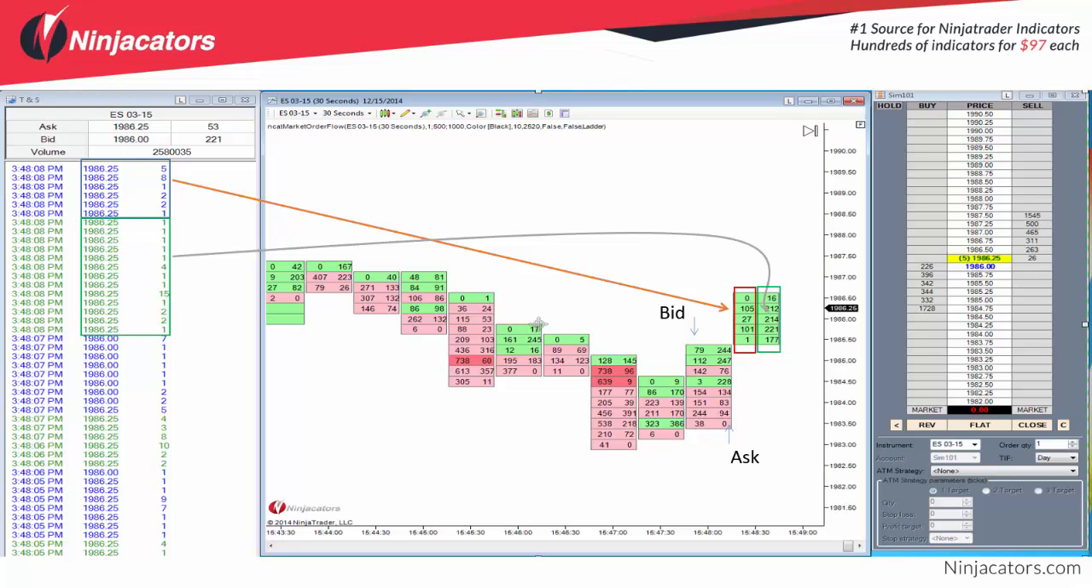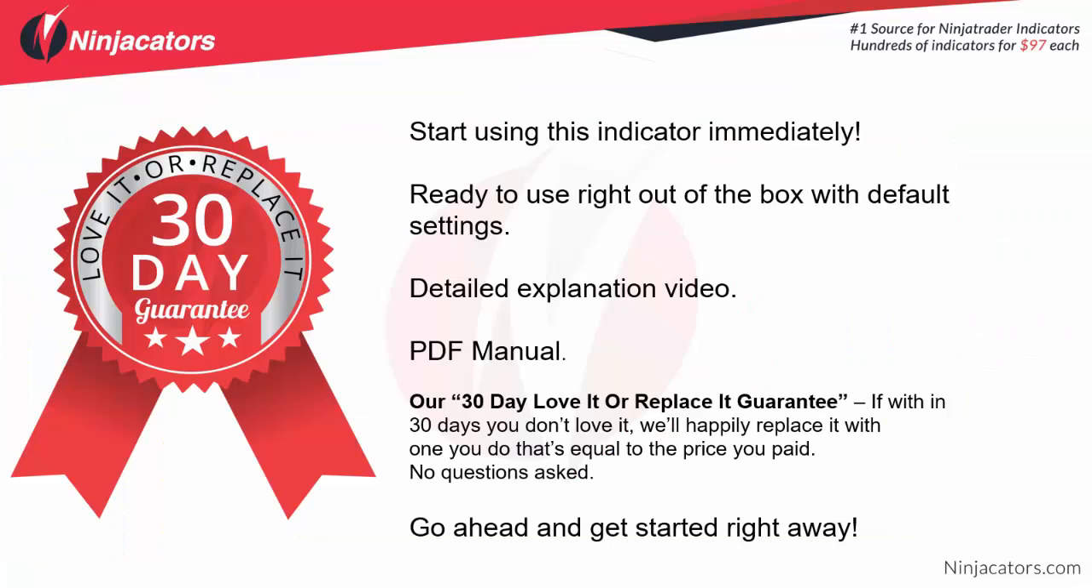So this is a summation of aggression. Very, very important for learning how to read order flow and determining who is in control, the buyers or the sellers.